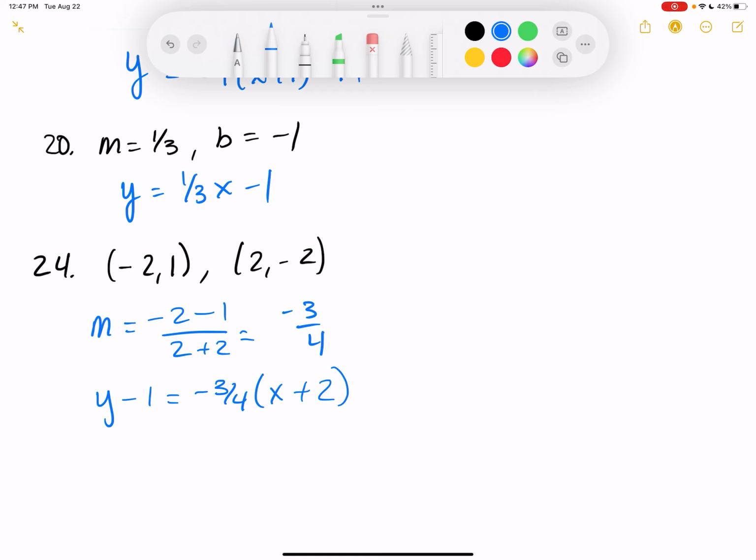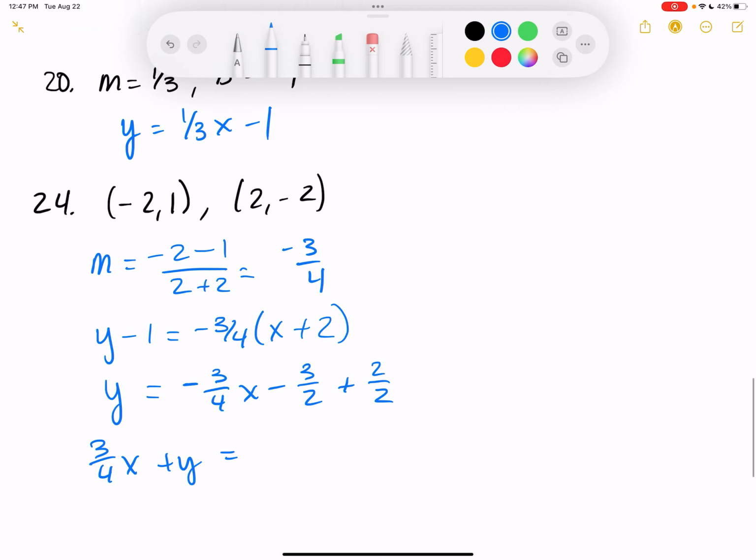So y is equal to, and you're going to notice I do a lot of this in one step, -3/4 x minus 3/2 plus, I'm going to do this as 2 over 2, so it makes my life easier. Then I'm adding this 3/4 x over, so it'll be 3/4 x plus y is equal to -1/2. You can do those all in individual steps, but if you want to do it all in one like I did, that's fine too.